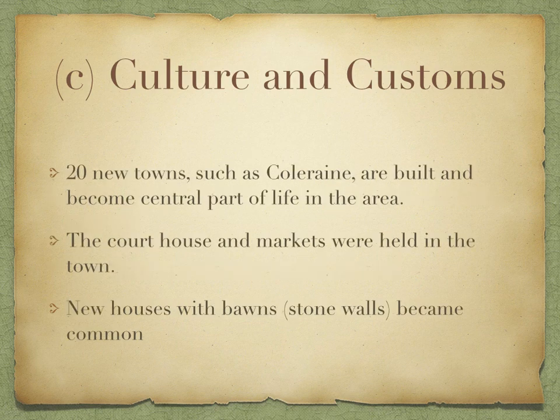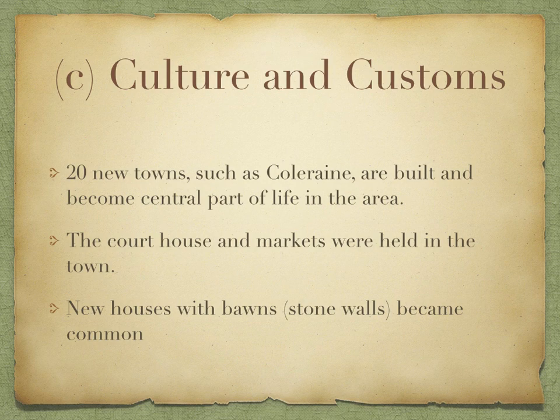20 new towns such as Coleraine are built, and they become a central part of life in the area. So now, instead of it being around the Dún and the Rí and all these Celtic institutions, towns like Coleraine and Londonderry crop up, and they become a central part of life. The courthouse and the markets are all held in the town. These are now independent of the Gaelic and Celtic kings that were there before.